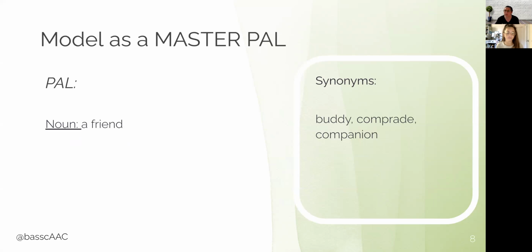And then the second part is PAL, which is a friend, buddy, comrade, companion. And so we need to be skilled in order to be able to teach our students their communication skills, but we also want to be that buddy for them and so that they are motivated and have that desire to want to communicate to us as well.